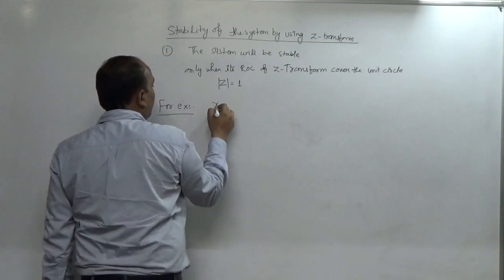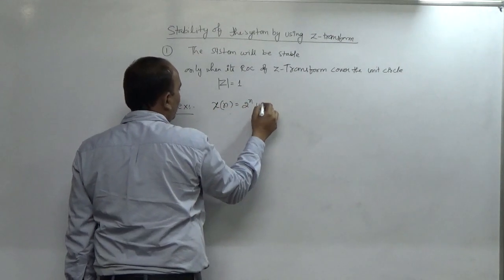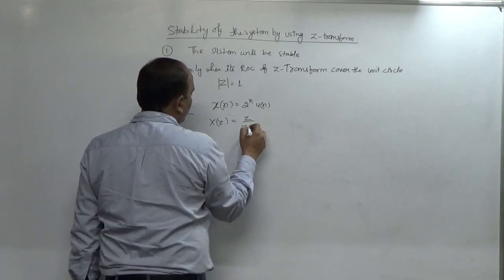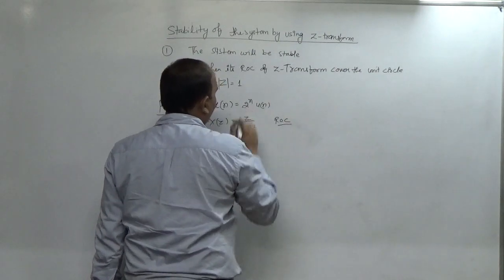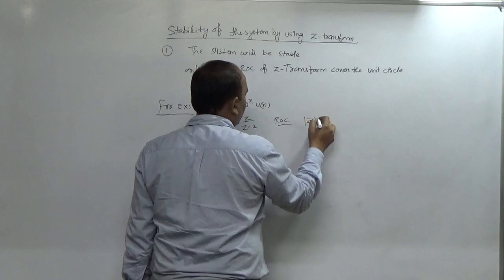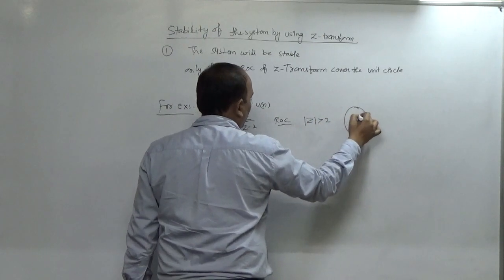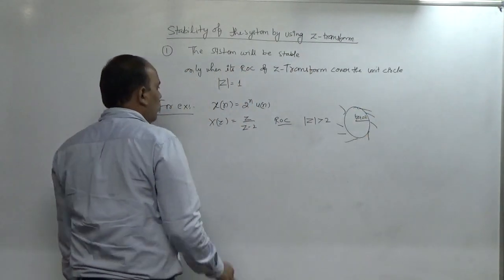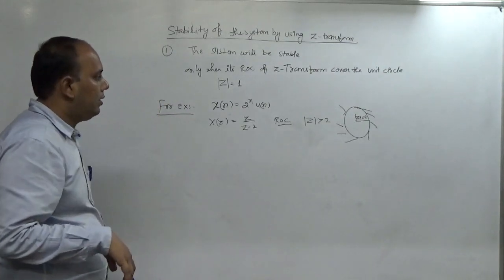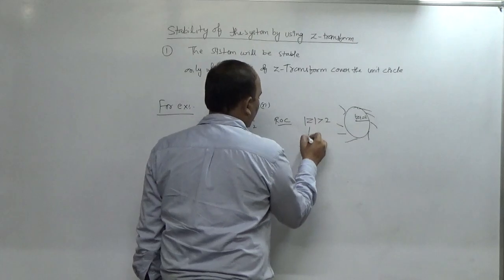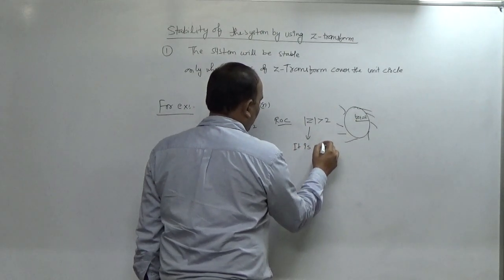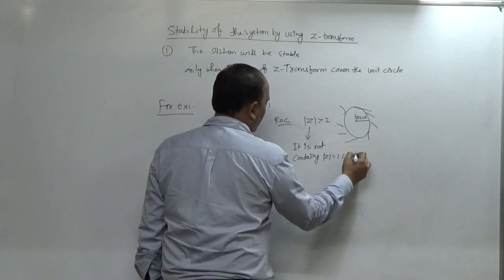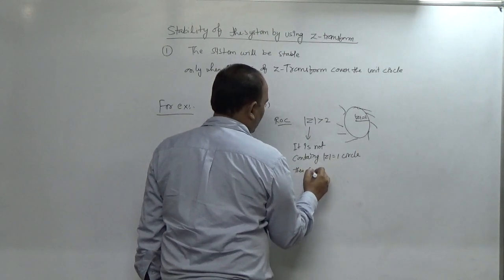For example, if x[n] equals 2 to the power n u[n], okay, in this case X(Z) equals Z upon Z minus 2. Because it contains the plus n, its ROC will be mod of Z greater than 2. That is, it is outside of the circle mod of Z equals 2. So here it is the right-handed sequence, outside of the circle. It is not containing the mod of Z equals 1 unity circle, so the system will be unstable.